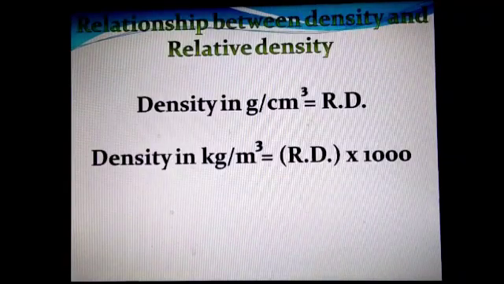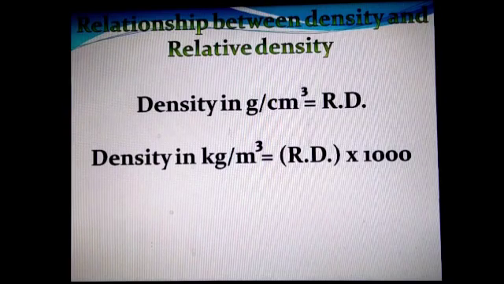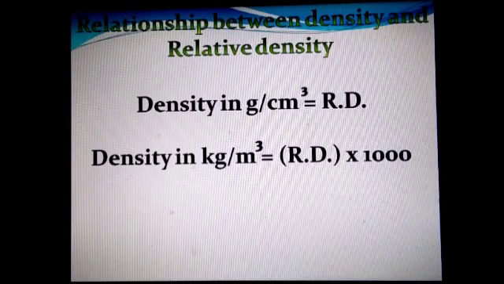Now we will find the relationship between density and relative density. In the CGS system, the density of water at 4 degrees Celsius is 1 gram per centimeter cube. So the relative density of a substance is equal to the numerical value of the density of that substance. Again, in the SI system, the density of water at 4 degrees Celsius is 1000 kg per meter cube. So its relative density is, as you can find on the screen.